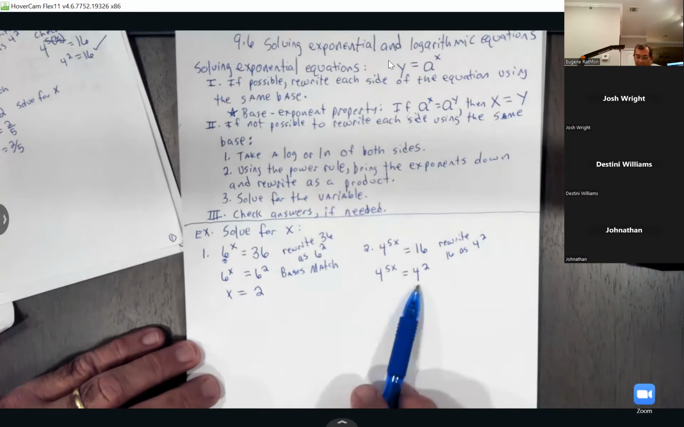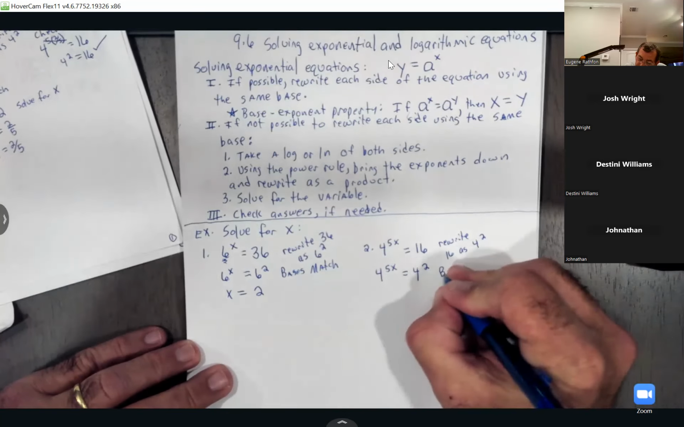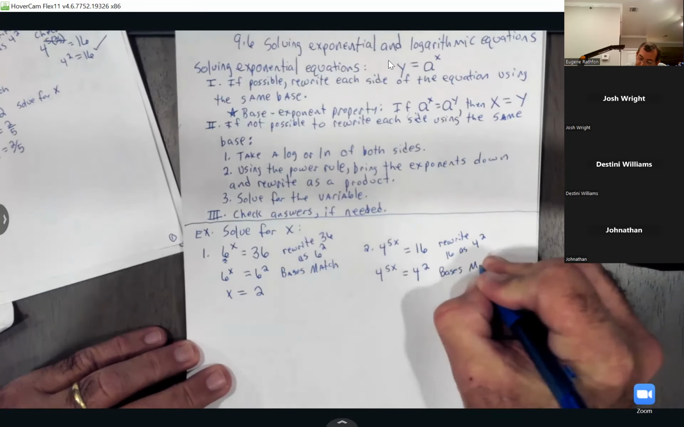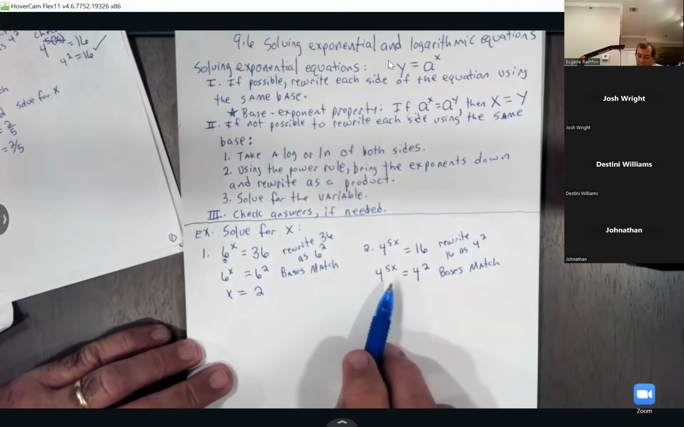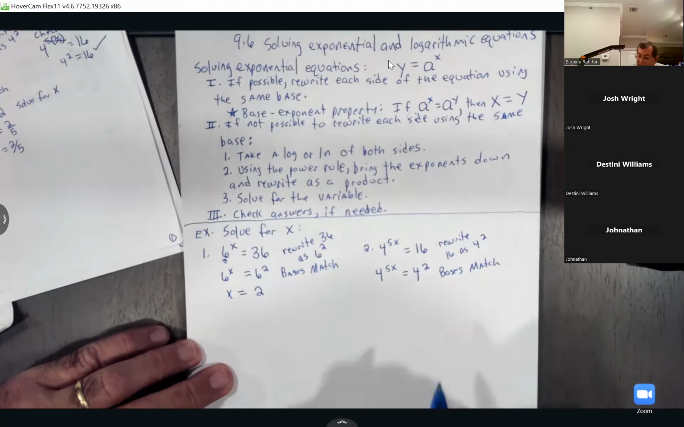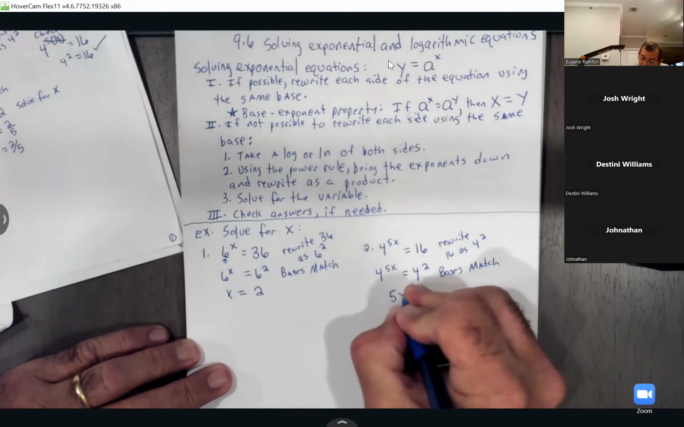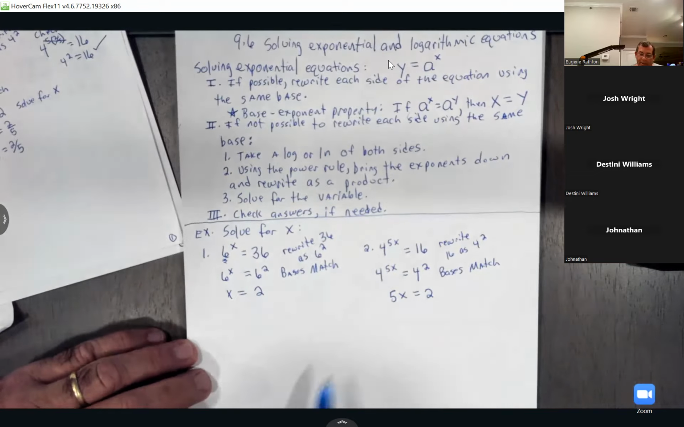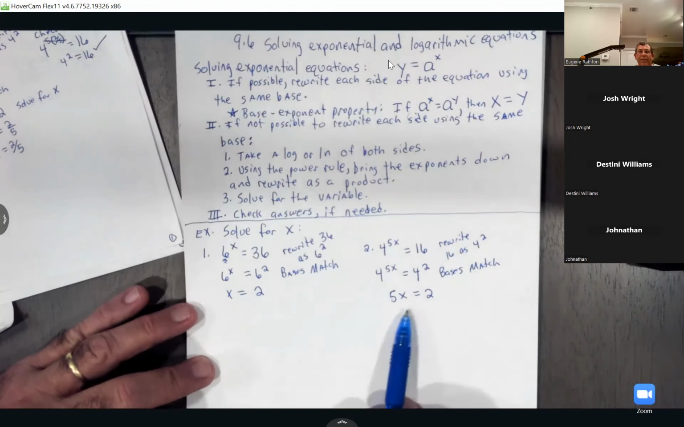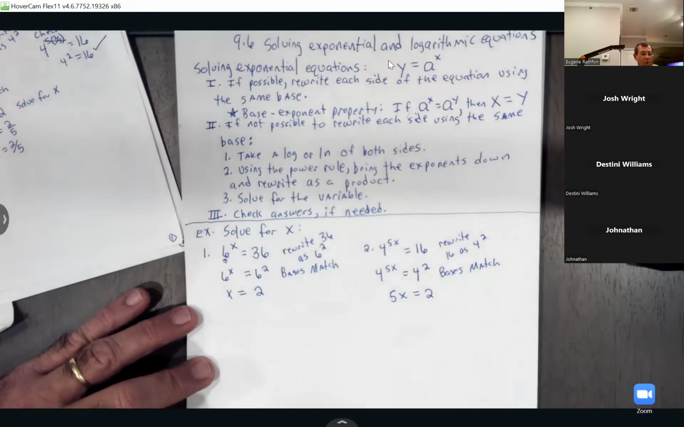All right, so here we go. The bases match. So we know our bases match. So that means these exponents got to be equal. So our 5x has to equal 2. All right, so this one we actually do got to solve for this x. So I got one step and we'll be done.